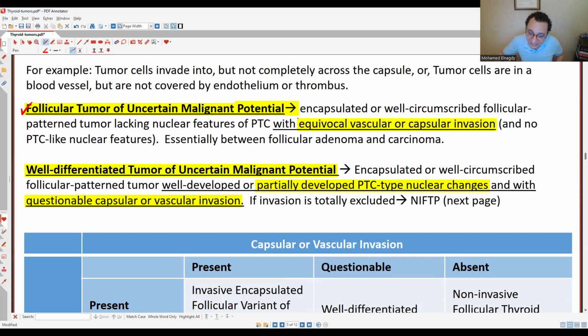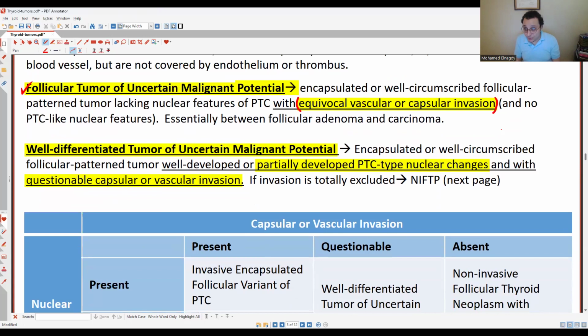This means that the attendings disagree on whether this is true vascular invasion or pseudovascular invasion, or true capsular invasion or pseudocapsular invasion. So in case there is disagreement in IDC, sometimes they sign the case out as follicular tumor of uncertain malignant potential. So we're not sure whether this is a follicular adenoma or carcinoma. This makes the surgeon really mad. But what should we do? There is disagreement. There's no sure evidence of follicular carcinoma. So we don't want to call it follicular carcinoma.